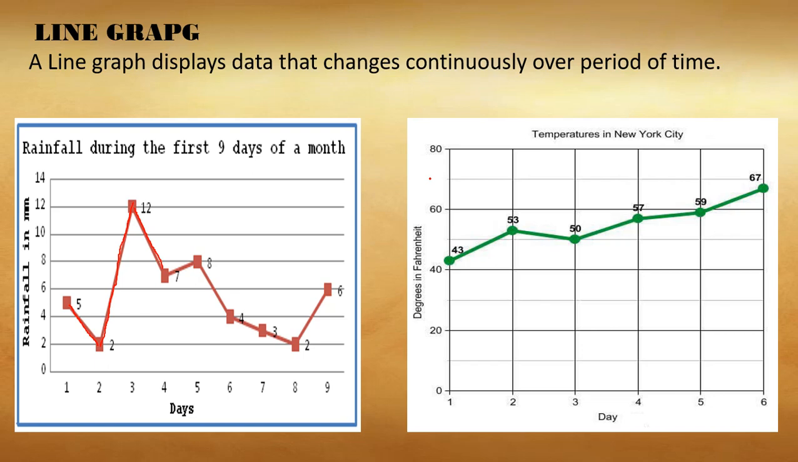So we can say that this line graph displays data that changes continuously over a period of time. Here in the first example, the period of time is days, that means one after another day. In the second example also, the period of time is day by day, that means first day, second day and third day. Maybe these changes can happen after 1 hour or 2 hours, that means a continuous duration. So when we observe changes over a continuous duration, those changes are shown by the line graph.